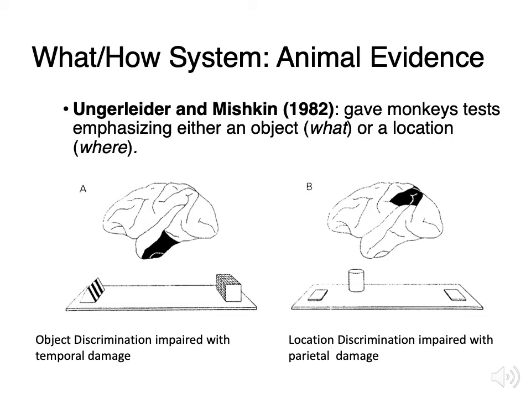After the monkeys were trained on these tasks, the researchers cut out a small part of the monkey's brain in either the parietal lobe or the temporal lobe. Given what you know about the what and where pathways, what do you think happened to the monkey's performance who had temporal lobe damage? What about the monkey who had parietal lobe damage?